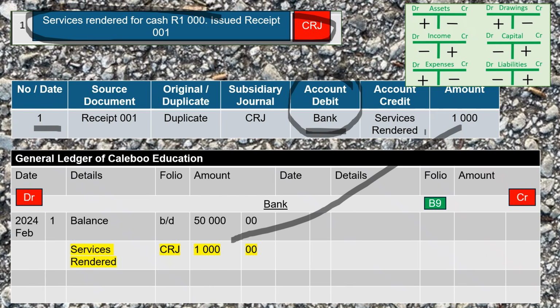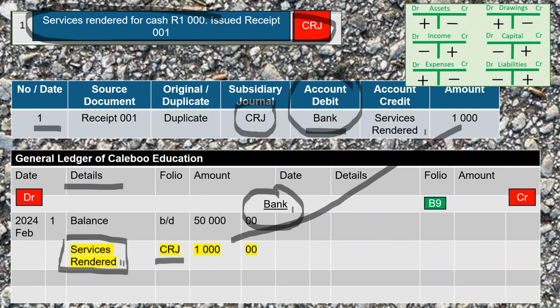Where was the transaction recorded? In the cash receipts journal. What is the name of the other account affected by the transaction? Services rendered. Under details will be the contra account to bank. We are doing the bank account, but under details you must put the contra account.